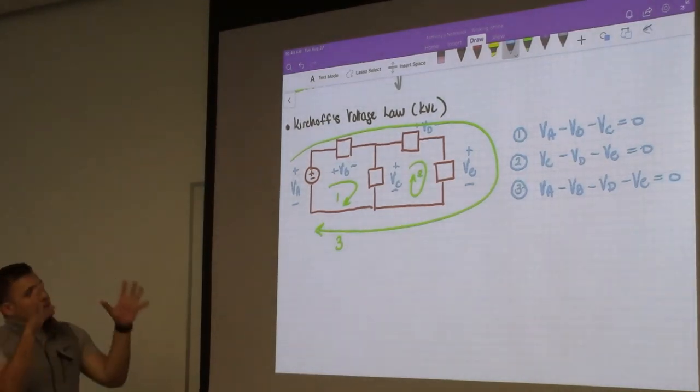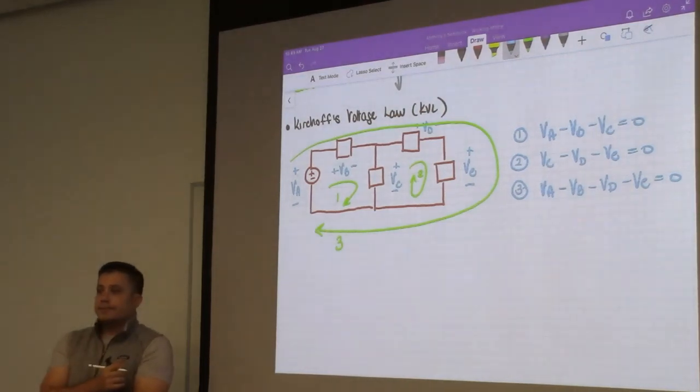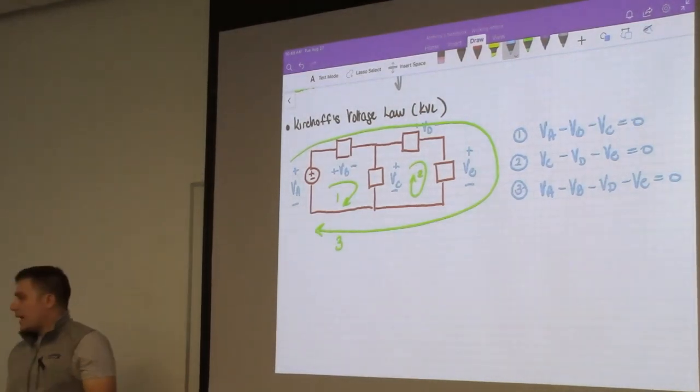Okay? So this is a rule that we can apply to any loop in the system. So we'll stop there, and we'll pick up next time.